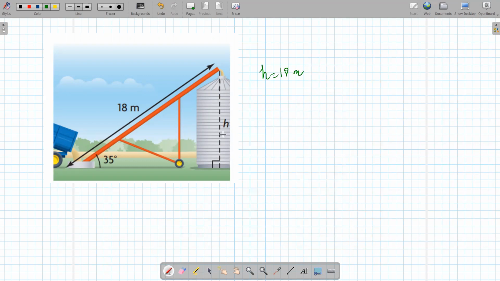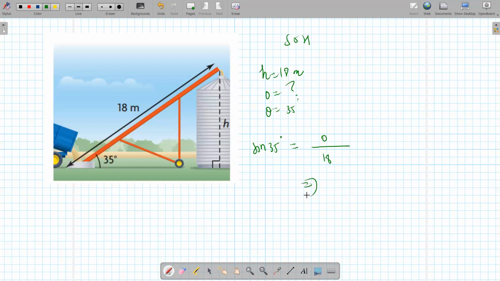What about h? Is that the opposite, the adjacent? What is it? The opposite. Yeah, so opposite is missing, hypotenuse is given. SOHCAHTOA, this is gonna be a sine question, okay? Because we're looking for O and H is missing and the angle is given. So it's gonna be sine 35 equals to what over what? Opposite over 18. Right, so it's gonna be the opposite divided by 18.